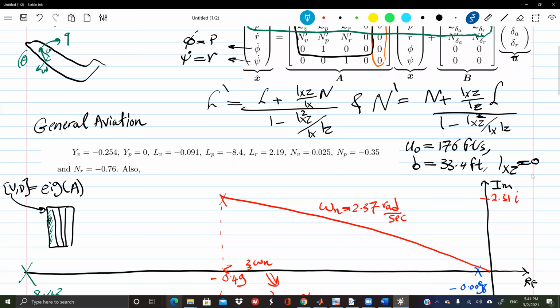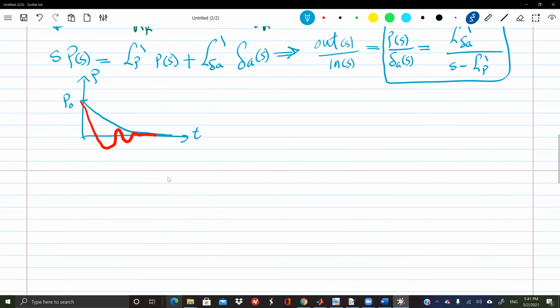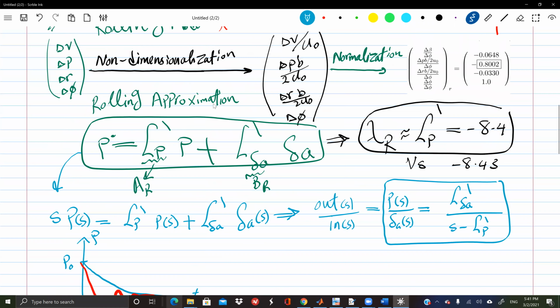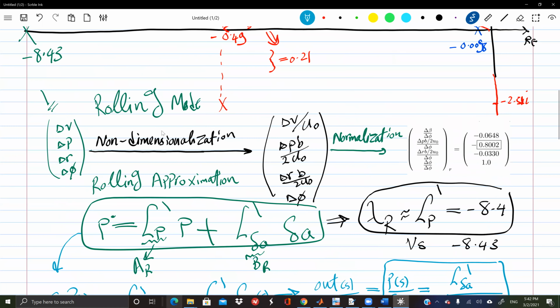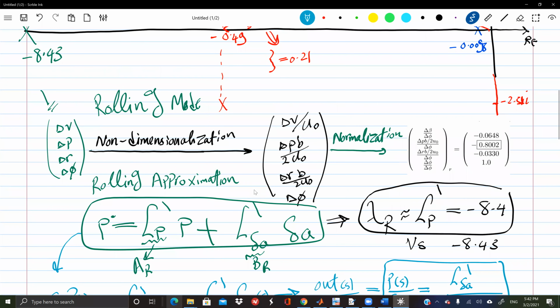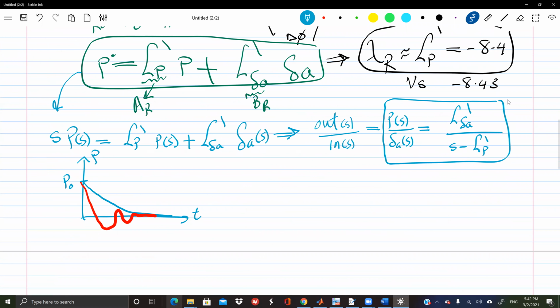Like you see the IXZ. Okay, so we're done with the rolling moment, the rolling approximation. Any question about the rolling mode? Professor? Yes. We look at our eigenvalue, we're approximating it to be LP. Right below you have another variable, negative 8.43.